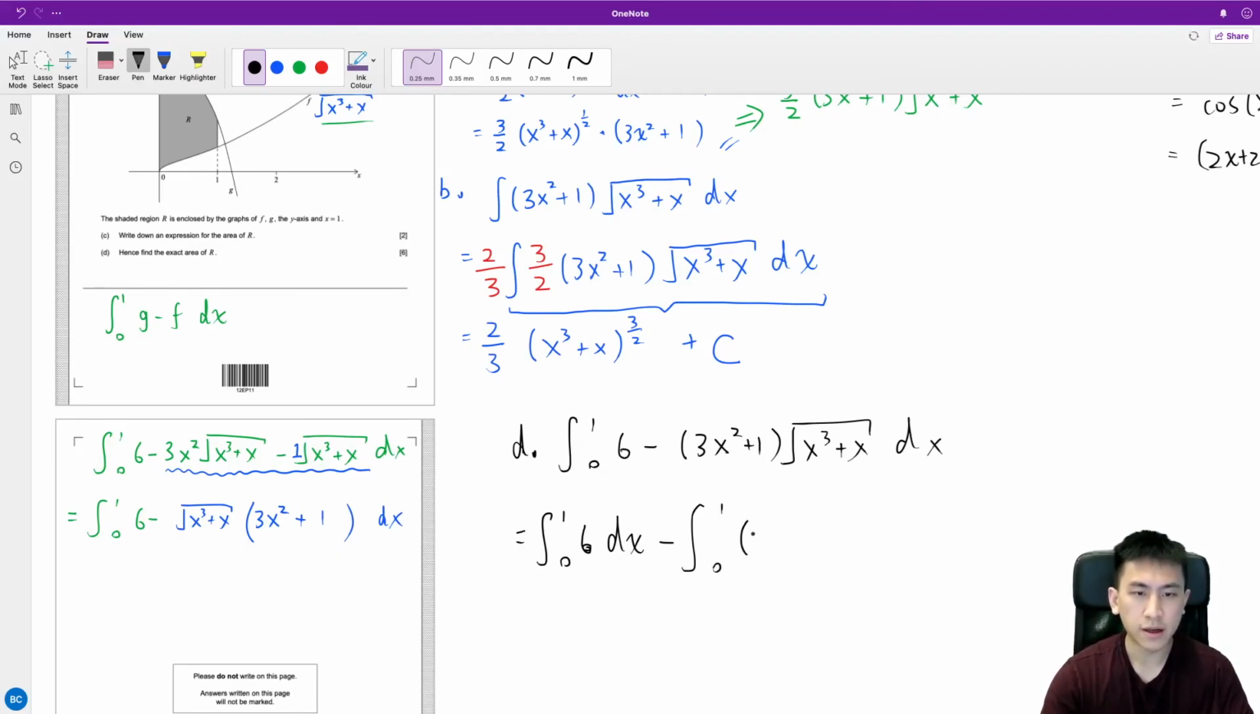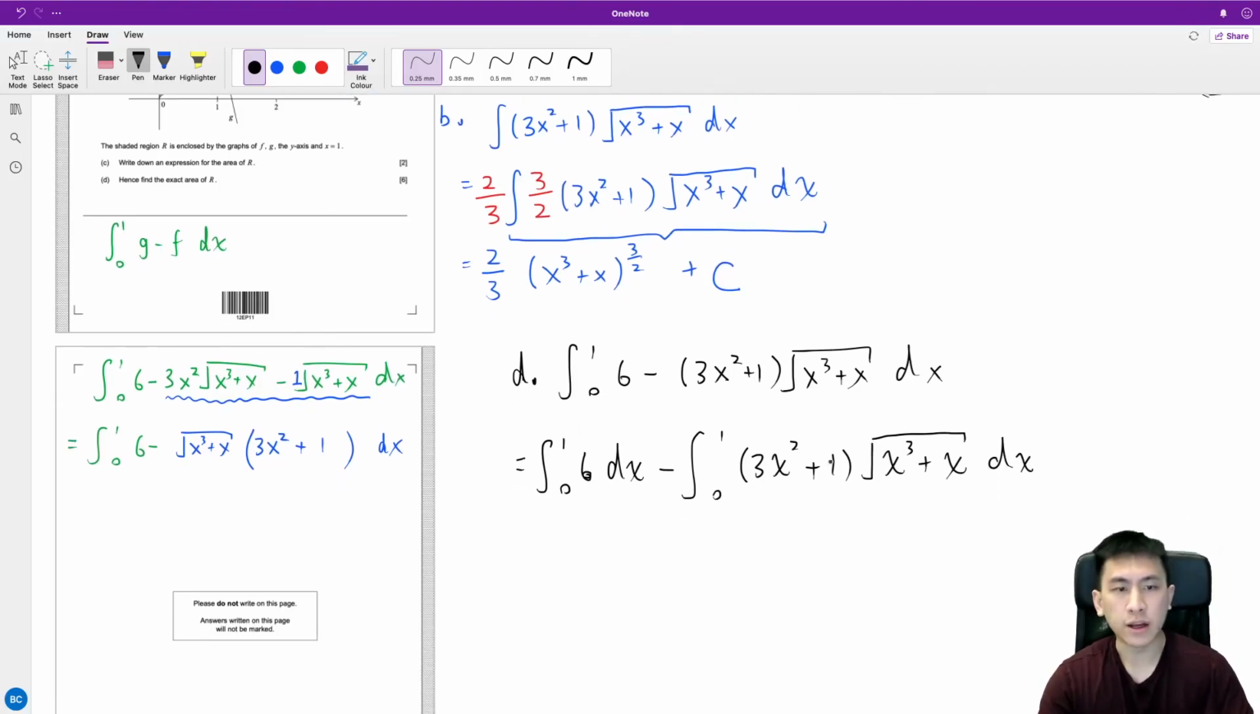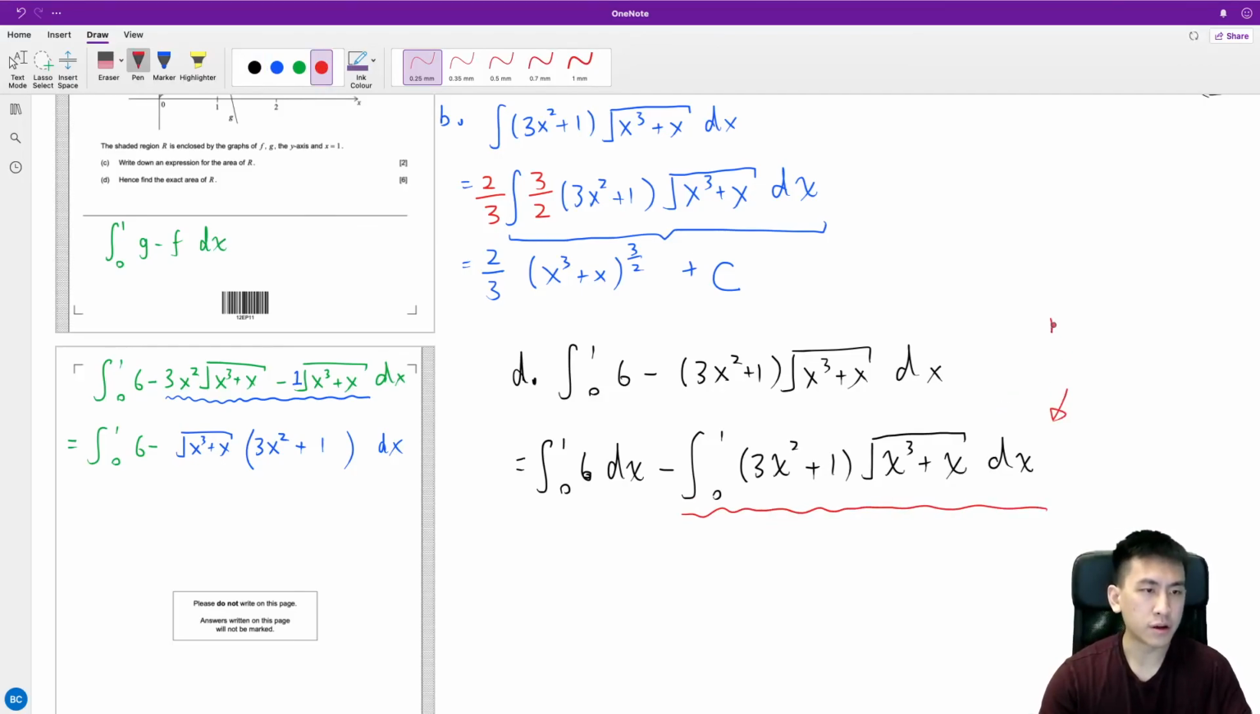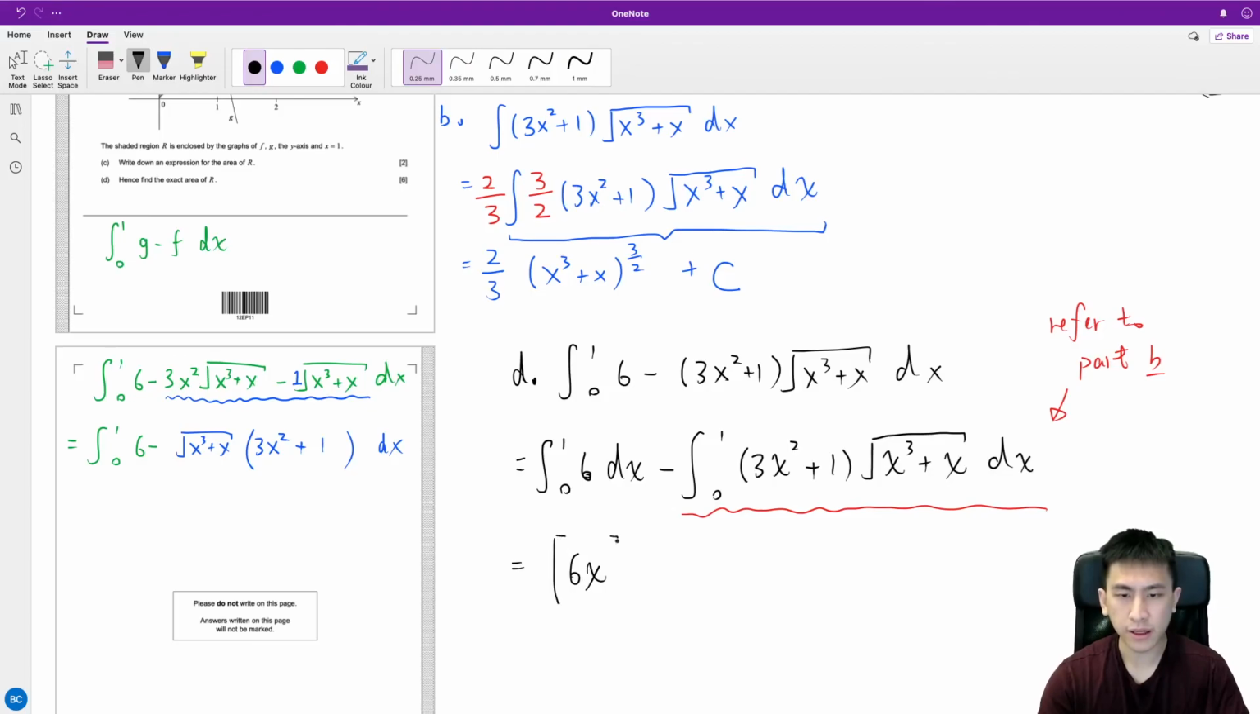That's completely fine. And then just like differentiation, if you differentiate that, you're differentiating 1 by 1 anyway. So if you integrate that, you are also just integrating 1 by 1. So that's what you get. And very nicely, you can see that this part here, you can just refer to part B, because you actually got it right above here. So that means this is just 6x, you integrate it, gives you 6x, 1, 0, minus that part there, you got it here.